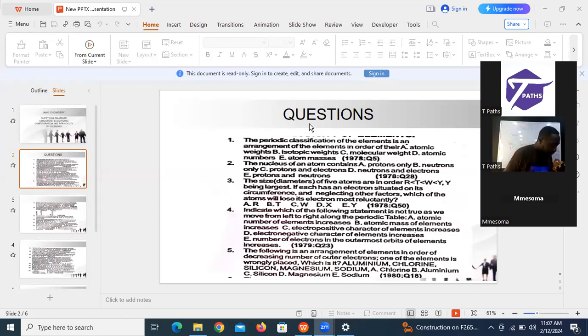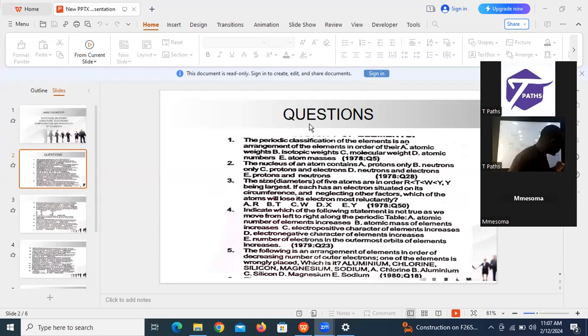Number 5. The following is an arrangement of elements in order of decreasing number of outer electrons. One of the elements is wrongly placed. What is it? Decreasing number of outer electrons means the first one has the highest number of electrons, followed by the next one. If the first one is 5, the next one will be 4, the next one will be 3.